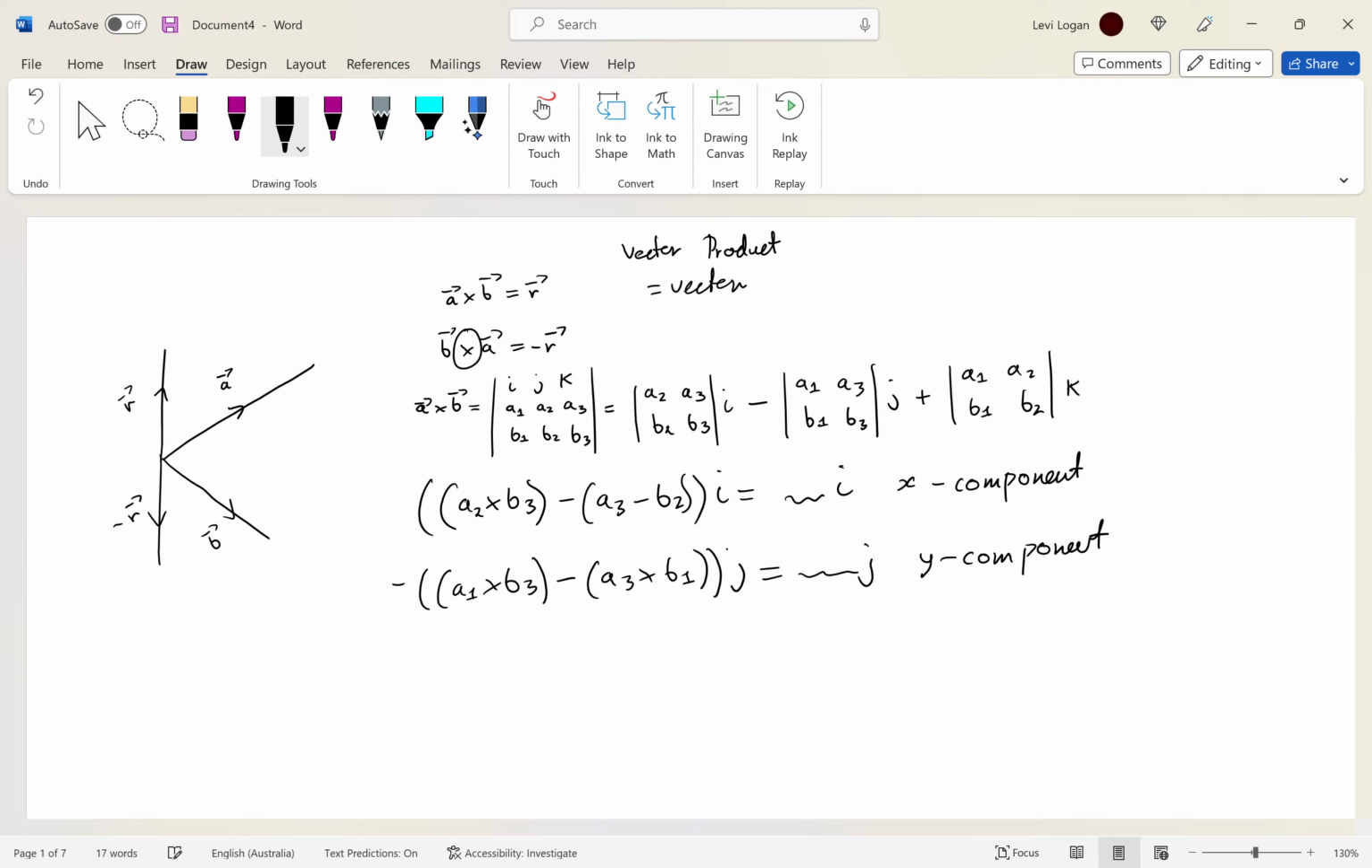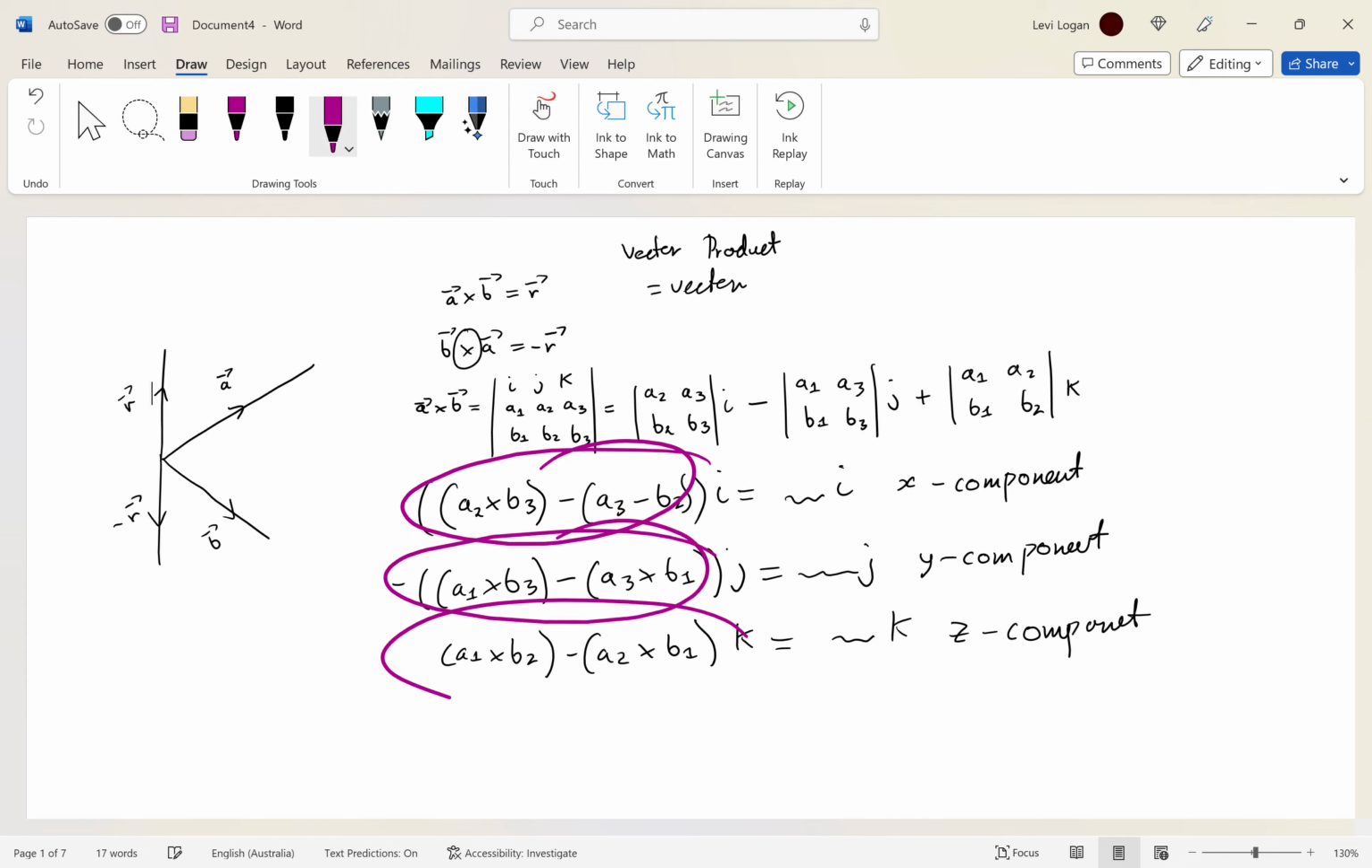Okay? Now we just got to find the determinant of this last matrix here. Okay? So the determinant of that last matrix will be A1 multiplied by B2, subtract A2 multiplied by B1, and that'll be K. So that'll give some K component, so that's our Z component. Okay? Now when we calculate this, it will give us scalars. So this will be a scalar, scalar, scalar. And a scalar is just a number pretty much. So that's how you calculate a cross product.